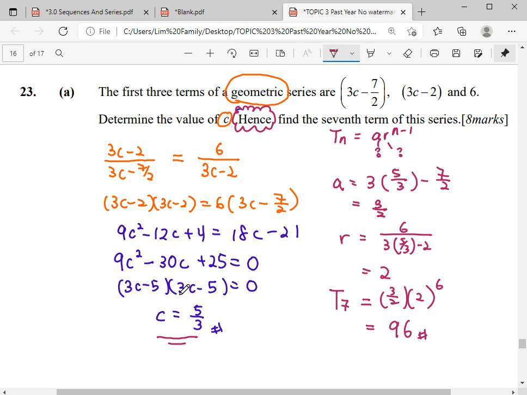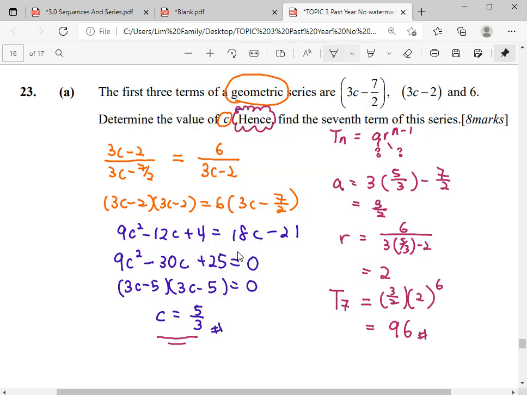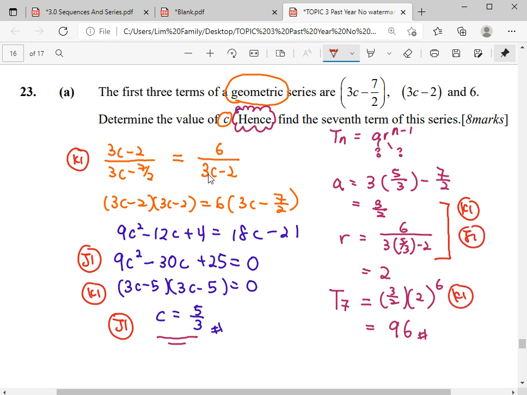You can see a question like this, it gives you 8 marks. So means that you will have some concepts here. The first important concept here is this: when you are given geometry series, you must know the second term divided by first term must be equal to the third term divided by second term. Then we simplify to get our quadratic, doing our factorization to get our answer of C. That will be our first part of the question. Second part is when you want to find terms, we must know what is our first term and R. So that is a concept and our answer to put into the n term formula.